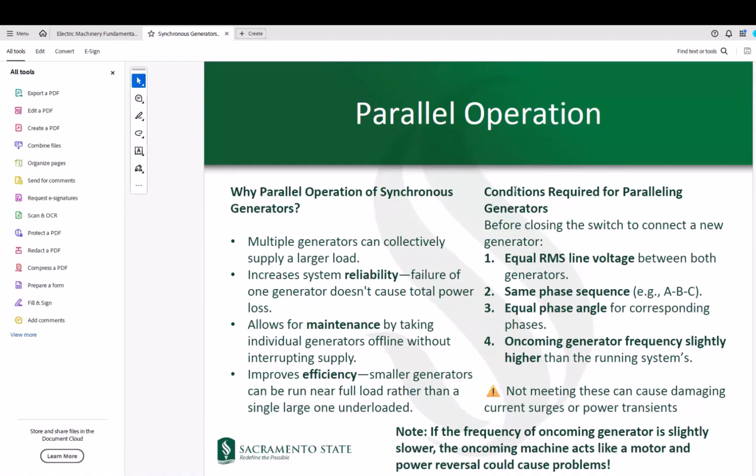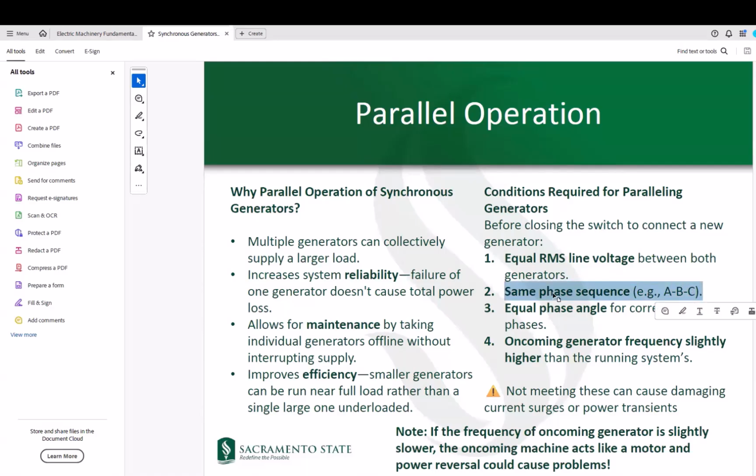Now, what are the conditions associated with paralleling the generators? We have to make sure that we have equal RMS line voltage between both generators. So suppose that you have one generator already in, you want to add another generator. You need to make sure that the RMS line voltage of the new generator is the same as the generator or the generators that are already connected with the system. You also need to have the same phase sequence. So this is important to understand.